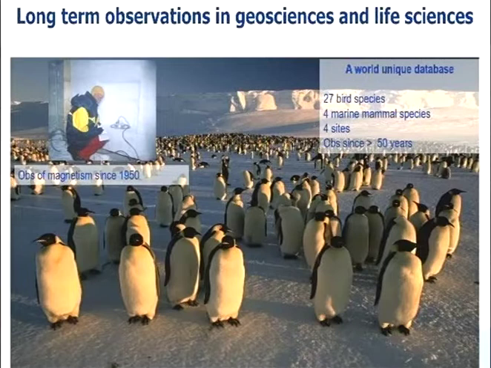observation. For life science, it's quite spectacular as well, because we have a continuous survey of 27 bird species, 4 marine mammal species on 4 different sites in Antarctica and subantarctic islands. And these observations started more than 50 years ago. This picture you see here is a rookery of emperor penguins next to Dumont-d'Urville. And actually, Dumont-d'Urville was built on an island called Petrel because we discovered this rookery in 1950. And France decided that it should be the right place to build up a station and look how these animals behave through time.